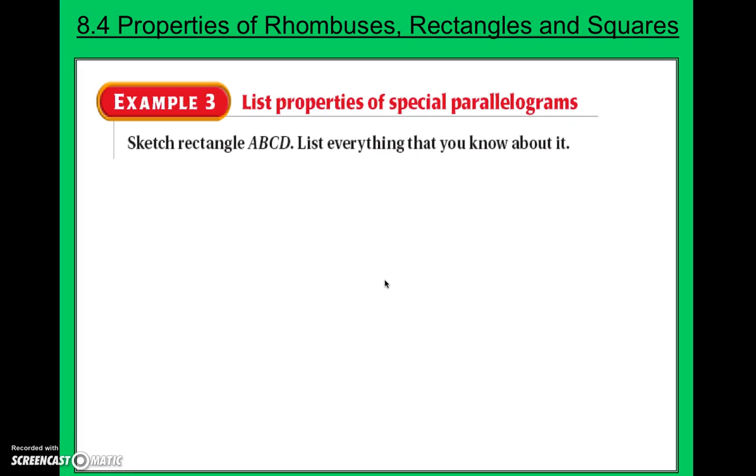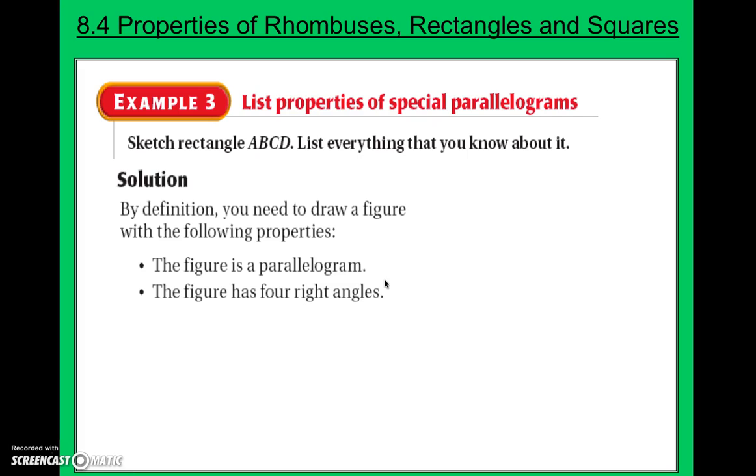So take a second to think about all the things we know about rectangles. Sketch rectangle ABCD and list everything you know about it. So you need to draw a figure with the following properties. The figure is a parallelogram. The figure has four right angles. So that's where we're starting. Parallel sides and four right angles.